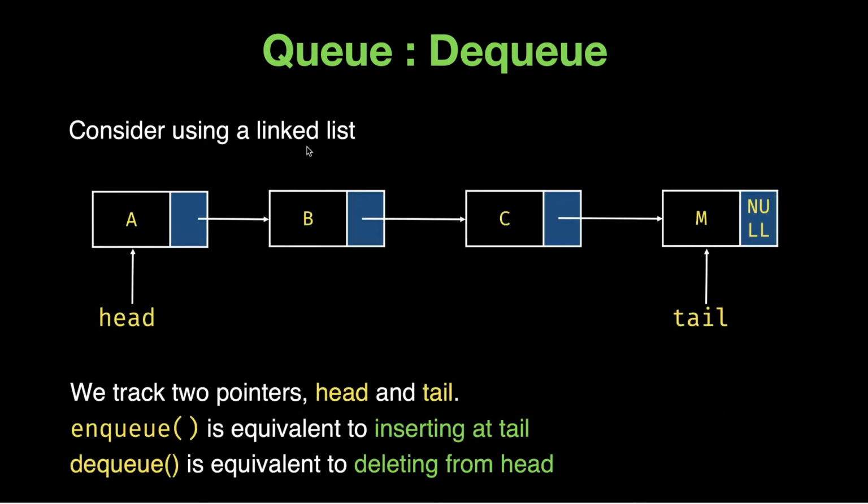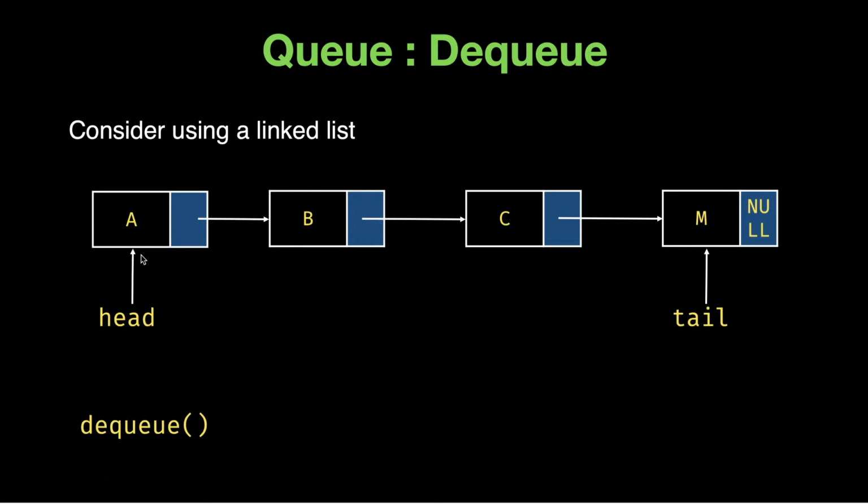But if we consider using a linked list and we maintain a head as well as a tail pointer, then the enqueue operation is equivalent to inserting at the tail, that means inserting at the last. We already have a reference to the tail, so inserting at the last will be a constant time operation. And the dequeue operation is equivalent to deleting from the head, which we can do in O(1) time, that is constant time, because we already have a reference to the head pointer.